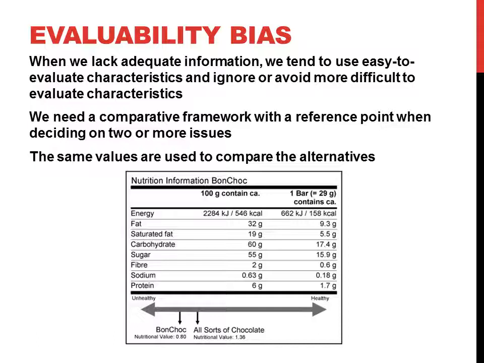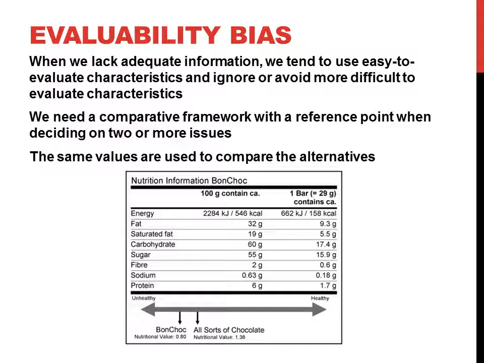But the evaluability bias is the bias towards using just one, perhaps two, characteristics that we can bring to bear and compare the alternatives. One application to reduce the evaluability bias is nutrition information. We can see here that the nutritional value of one chocolate is 0.80, and the nutritional value of the other chocolate is 1.36. And so this reduces the evaluability bias.